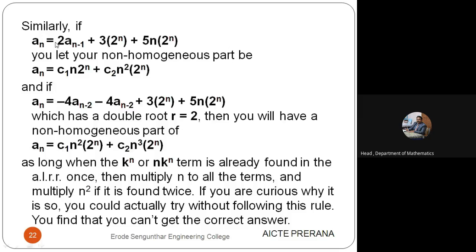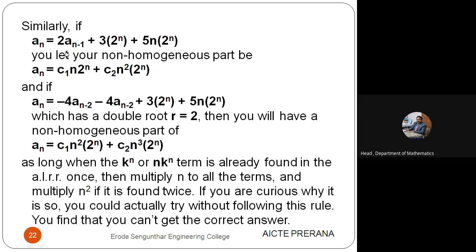Now we see the next problem, that is an equal to 2 an minus 1 plus 3 into 2 power n plus 5n into 2 power n. Here these two terms are f of n, because they are independent of the sequence of an. And in this problem, the associated homogeneous recurrence relation is an minus 2 an minus 1 equal to 0.